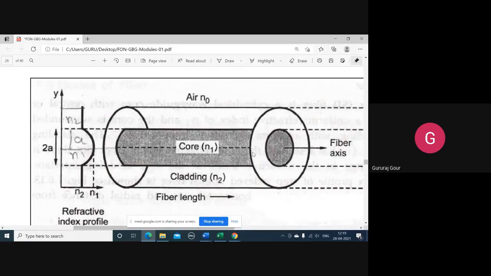Because of the gradual variation of refractive index, one thing you remember: one material is represented by one refractive index. If you want to change the refractive index continuously, then you want to have multiple materials. If you want a gradual increase in refractive index, it means you want to tie together different materials having rising refractive indices.